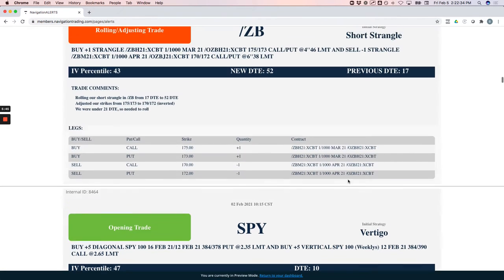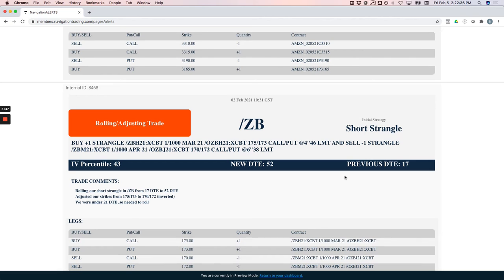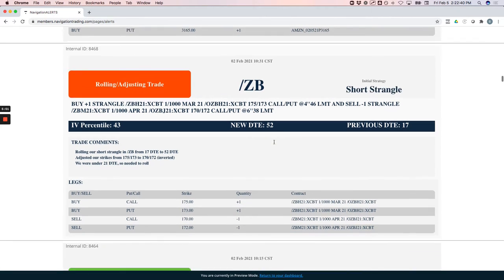Let's see, next trade. Did a rolling adjusting trade in ZB. I was really hoping to close out of this ZB trade this cycle and book a profit overall after adjustments, but price just kept going down, came out of range. So we just were rolling, extending duration another time. We went from 17 days to expiration out to 52. So let's take a look at ZB.